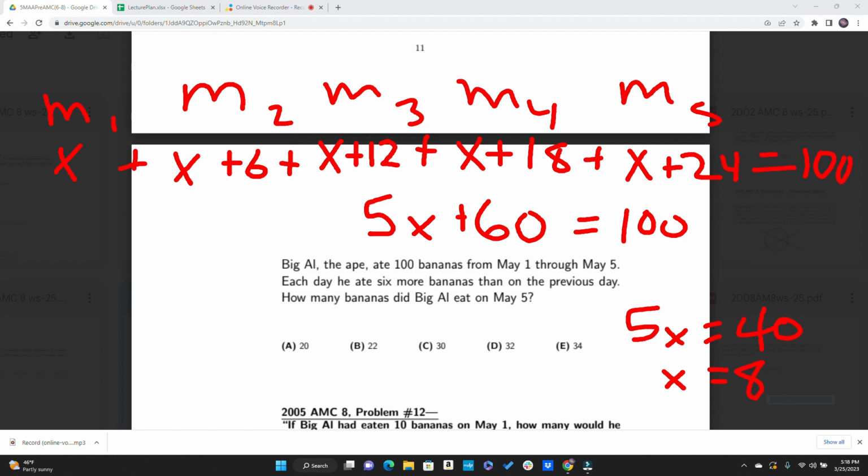Okay, so that means on the first day, Big Al ate 8 bananas, but we want to solve for the fifth day, May 5th, so we want X plus 24. Remember, X is 8, so Al on the fifth day ate 8 plus 24. That's 32 bananas. Answer choice D.